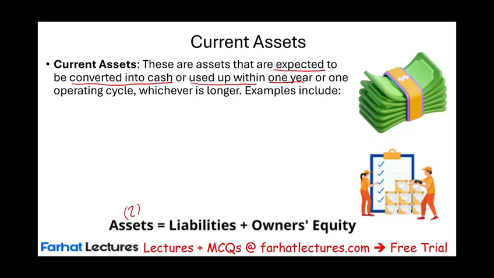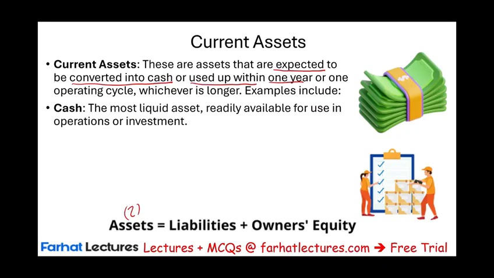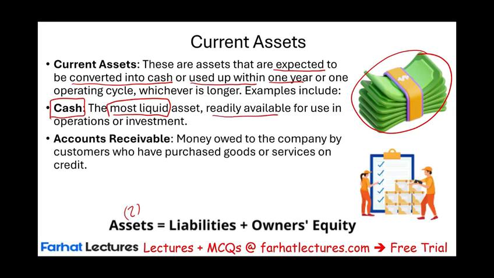What are some examples of current assets? Cash is a current asset because cash is already cash and is the most liquid. Liquid means how fast you can turn an asset into cash, and the faster you can do it, the more liquid the asset is. If you have the cash itself, that's the most liquid because it's readily available for use in operation or investment. So you could use cash to do anything.